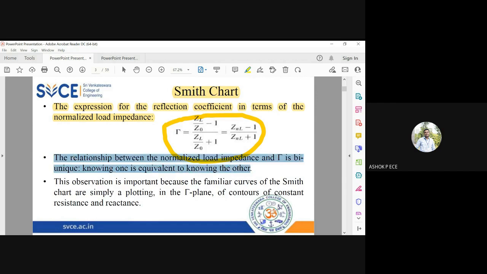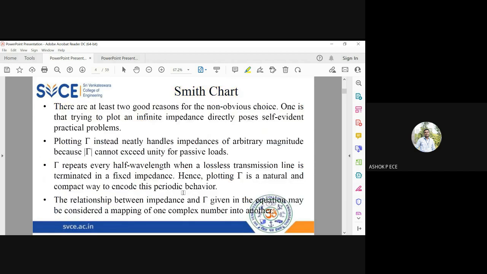If you know the tau of a network, you can entirely decode the behavior of the network. That is the speciality of the Smith chart. We have a family of curves representing the Smith chart: constant resistance circles and constant reactance circles. When you overlap these two, you get what is called a Smith chart. And the Smith chart is completely based on the reflection coefficient and not on the actual impedance. That should be very clear.